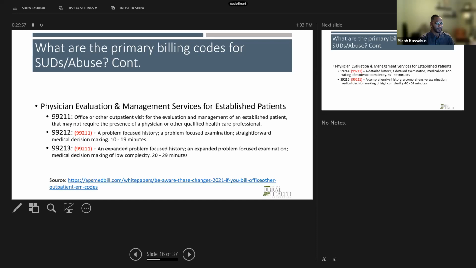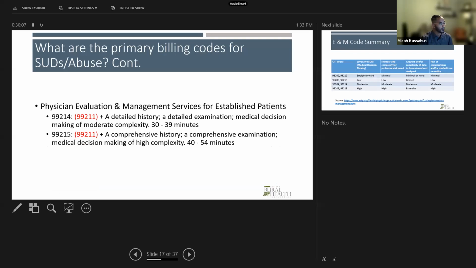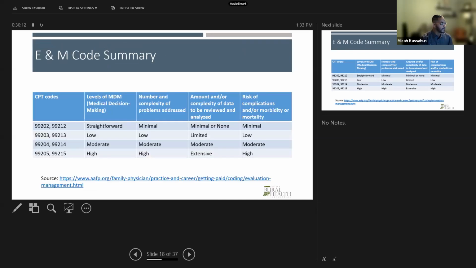So again, going back, we have 99201, 12, and 13. Again, very similar to the codes for new patients, but this is all just for established patients. Again, it goes to 99214, 99215.